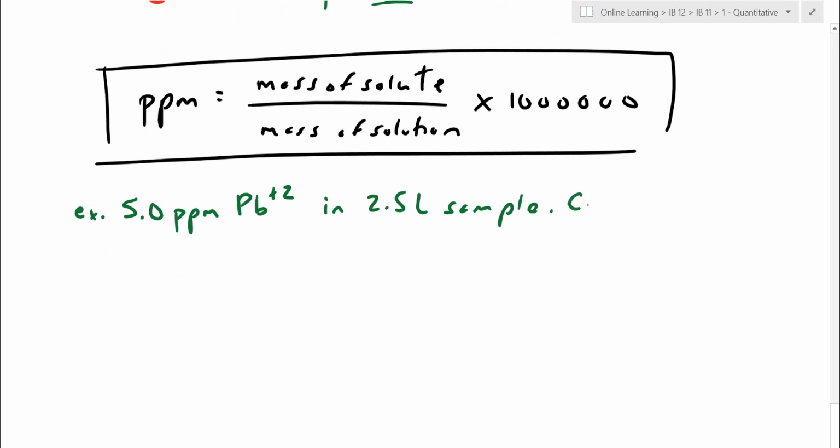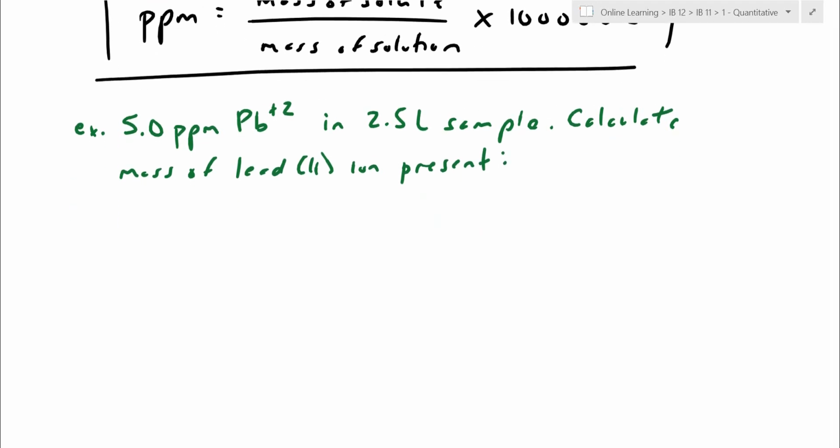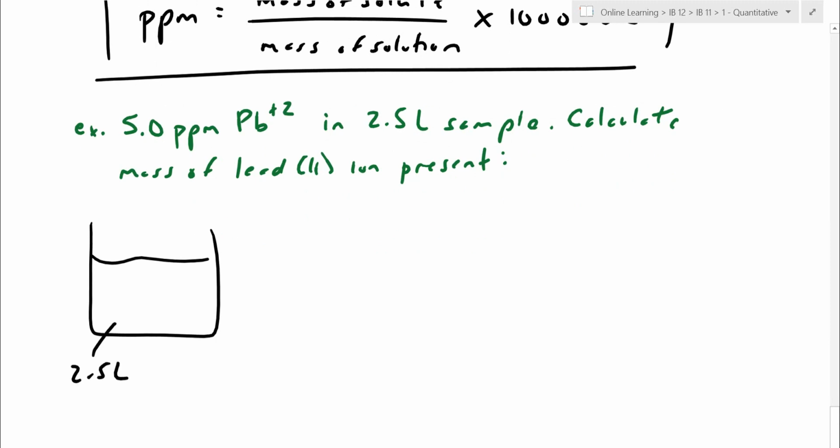What I want you to do here is calculate the mass of lead 2 ion present inside this 2.5 liters. Again, what I want to emphasize is that for all concentration, regardless of the unit, it doesn't mean that you have to have 1 liter. In this case, I actually have 2.5 liters. When I stick my parts per million probe in there, it senses that in this 2.5 liters, there is 5 parts per million of lead. That's what my meter says.